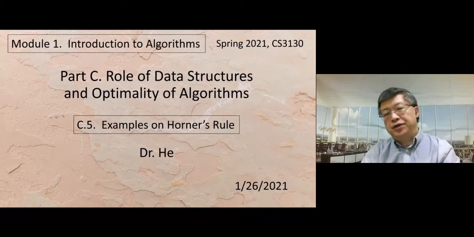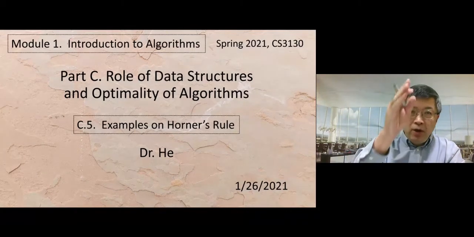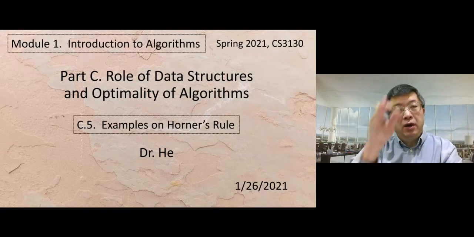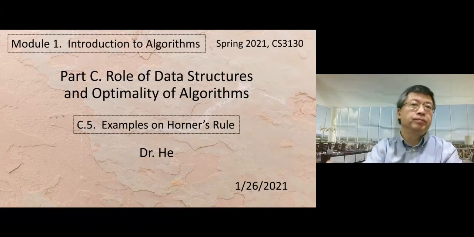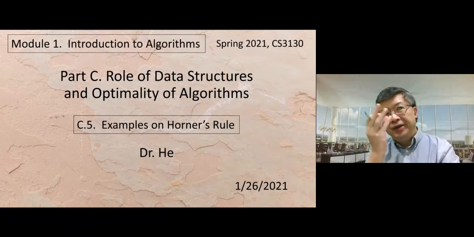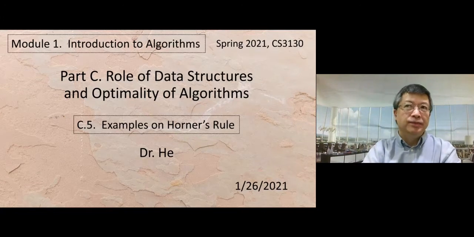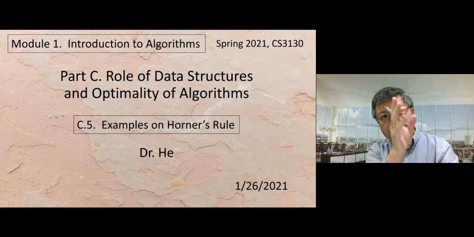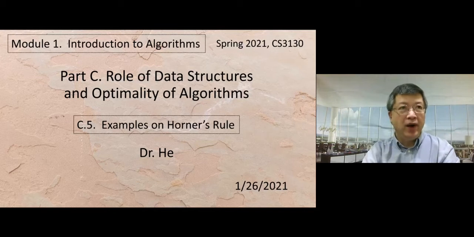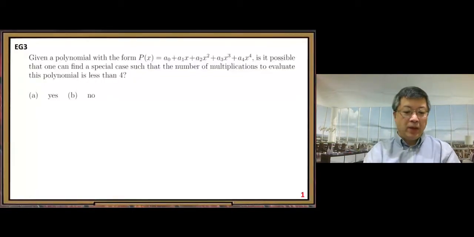Video for this class, part C.5, examples on Horner's rule. Here I'd like to give you two examples to explain some interesting things related to Horner's rule. The first example, our example number 3.